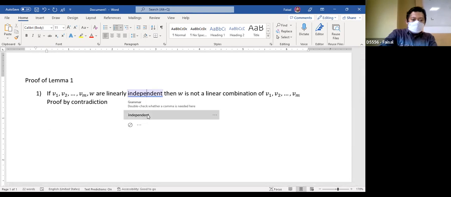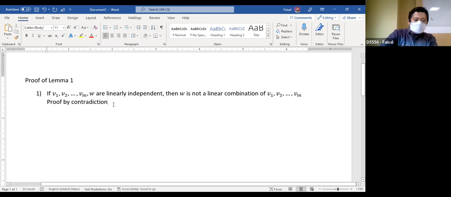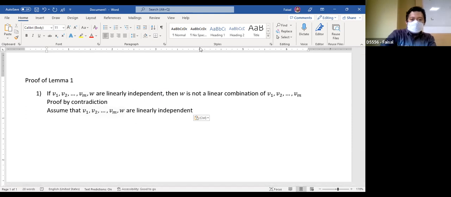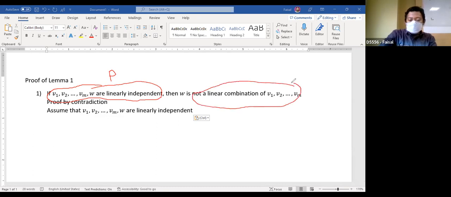Okay, so we assume that this is linearly independent. Let's say this is the statement P, and this is the statement Q. If we want to prove this statement by contradiction, we assume that P is true and the negation of Q is also true.